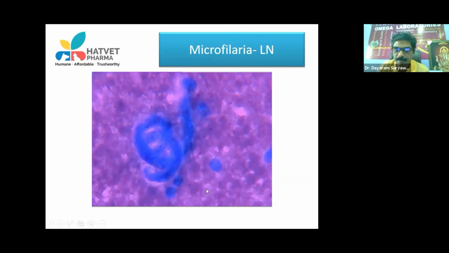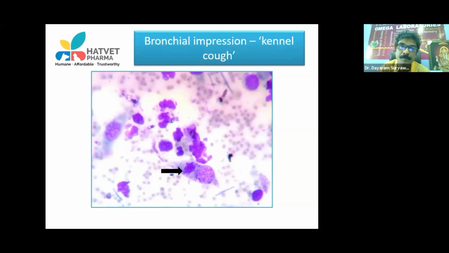So identification of filaria is a very simple method. Just take the aspirated fluid from the lymph node and make a smear, and we will be able to demonstrate it. These are filaria with simple Leishman stain. So you can just stain the smear with Leishman stain, and we are able to find the filaria in the lymph node biopsies.